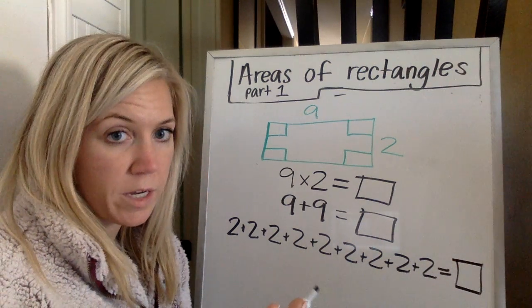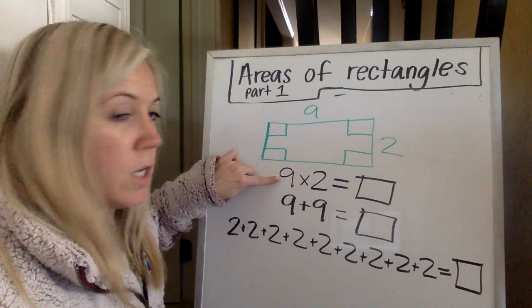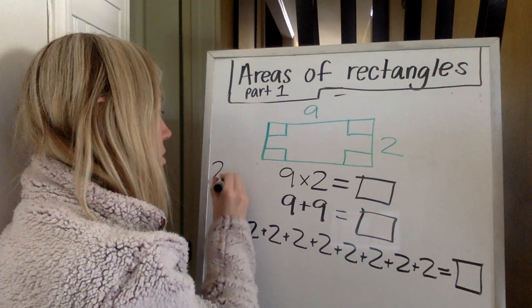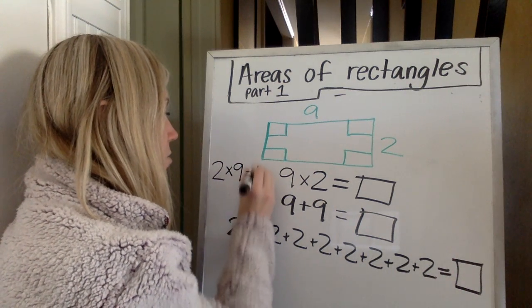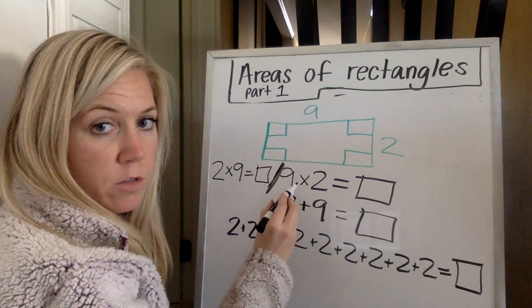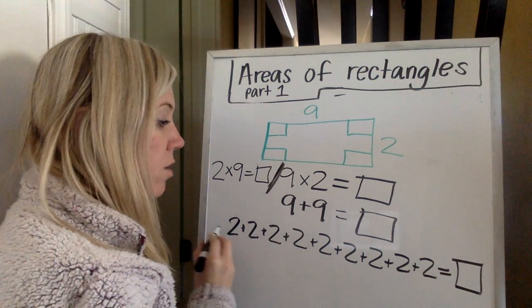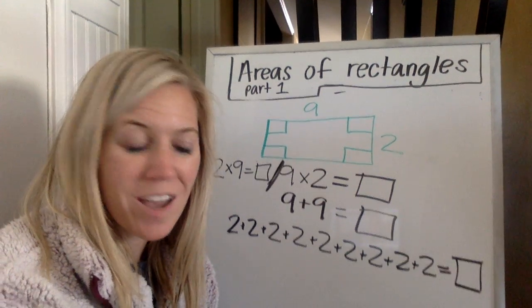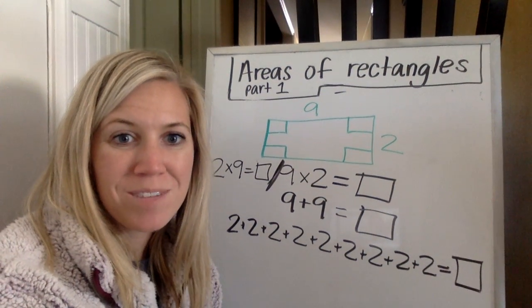So those are the 3 ways that I want you to solve it. Either multiplication, and you can use the commutative property, which would switch those to 2 times 9 equals your unknown. Either way is fine. If you want to do this way or this way, and then 9 plus 9, or 2 added 9 times. Hope that helps, and if you need more help, go on to part 2.